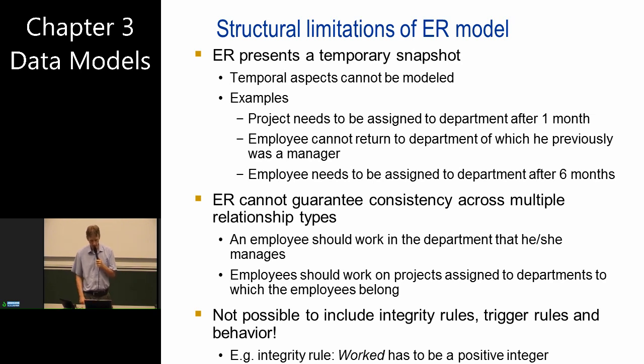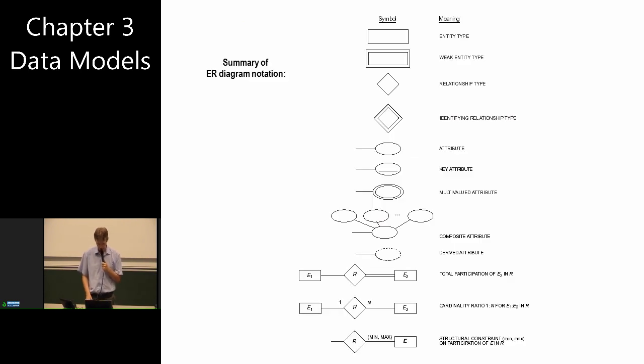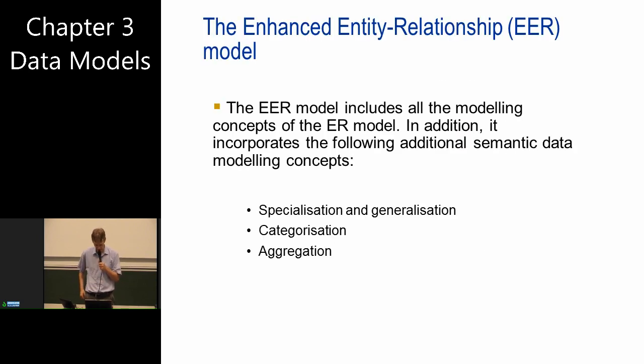Here you can see those limitations again listed. So remember, temporary snapshot, cannot guarantee consistency across multiple relationship types, and not possible to include integrity rules. Here you can see the notation. We covered most of the notation in the section. We've spoken about entity types, weak entity types, relationship types, attributes, key attributes, etc.